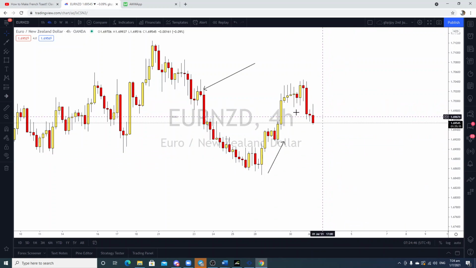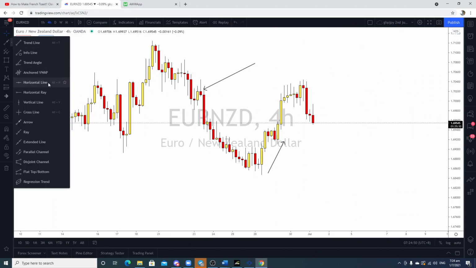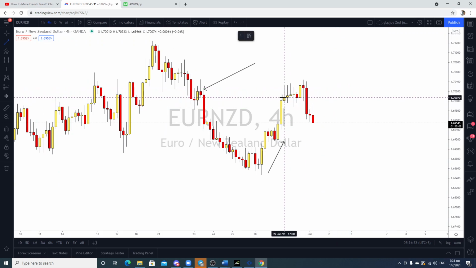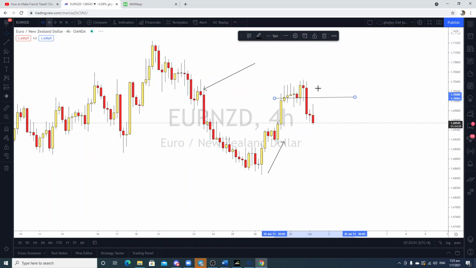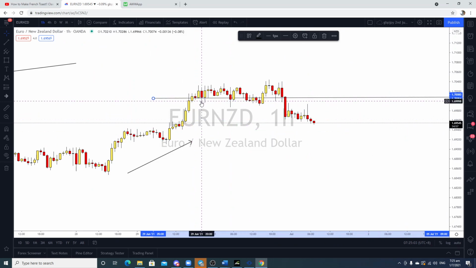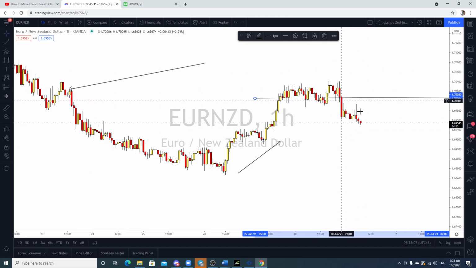Finally, price breaks out of the minor support here. In the 4 hour, yes, this is a minor support, but in the 1 hour you can see a breakout has happened. Reach here, and the breakout has happened, and the sellers are in control of the market.